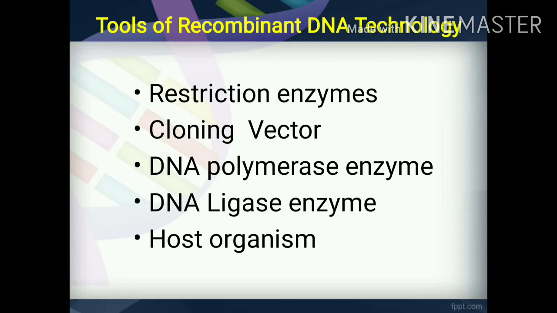Vectors, for example, plasmid, bacteriophage DNA or artificial DNA, or cosmid, are low molecular weight DNA molecules. They are capable of multiplying independent of the genomic DNA. They can be employed to make copies of desired DNA fragments. So, one by one, we are going to discuss the tools of recombinant DNA technology.